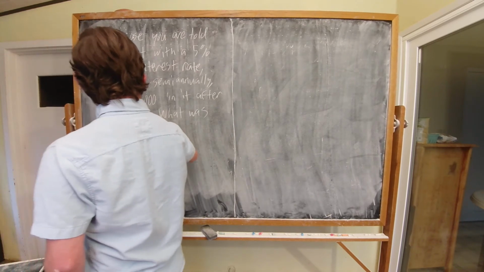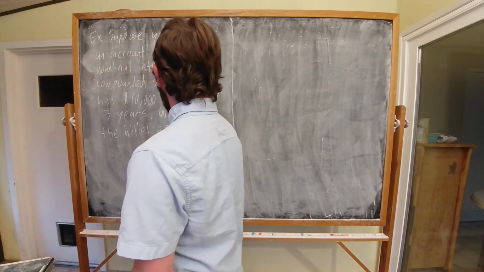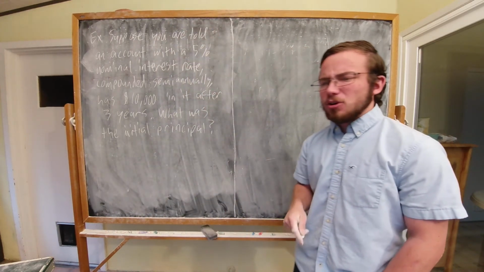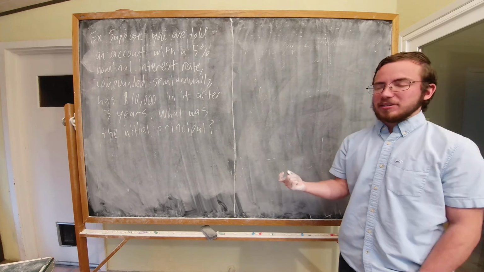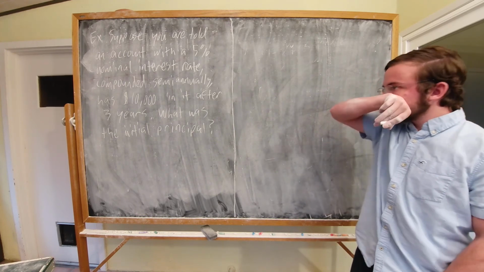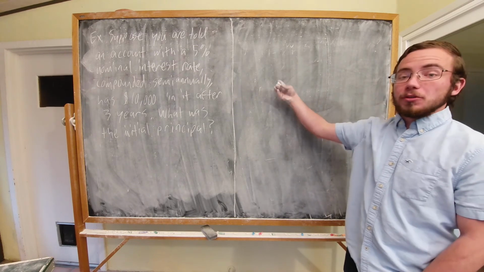Your book has this again in the compound interest section. They give you a whole new formula for it. But you don't really need the whole new formula. Just work with the one for compound interest and it rearranges very, very swiftly. So, what are we told in this situation?